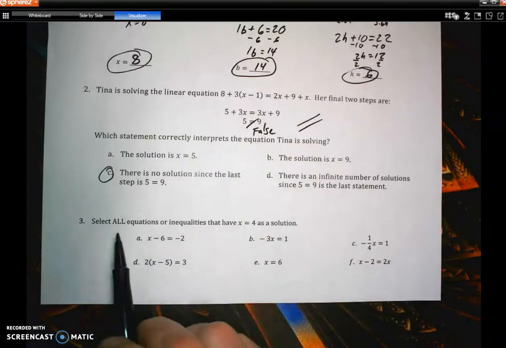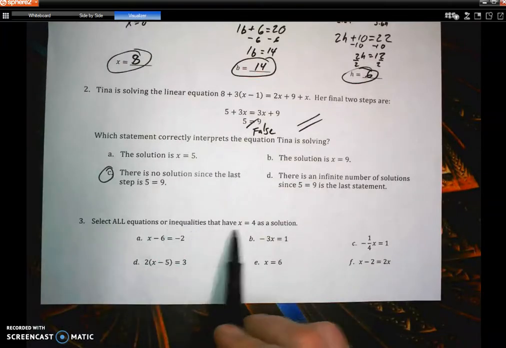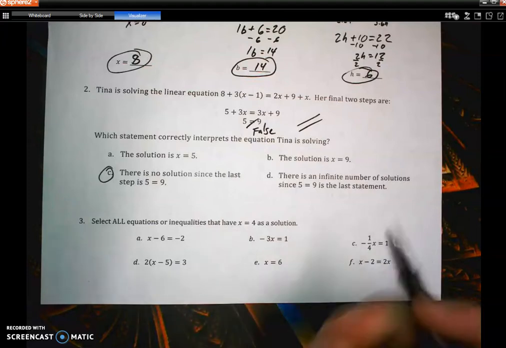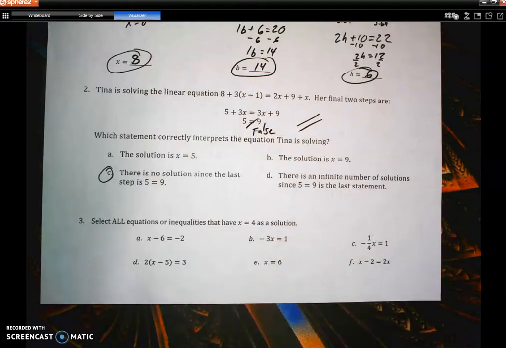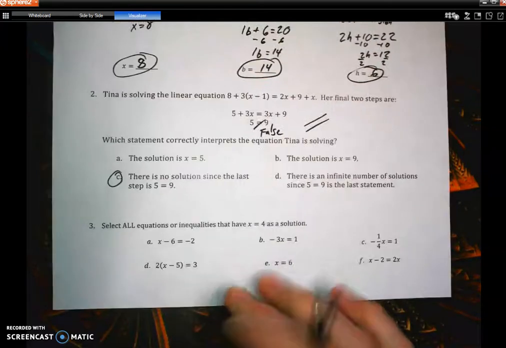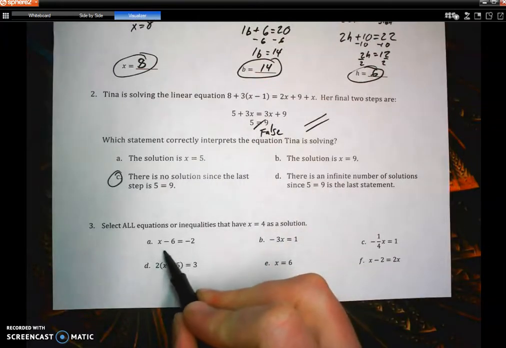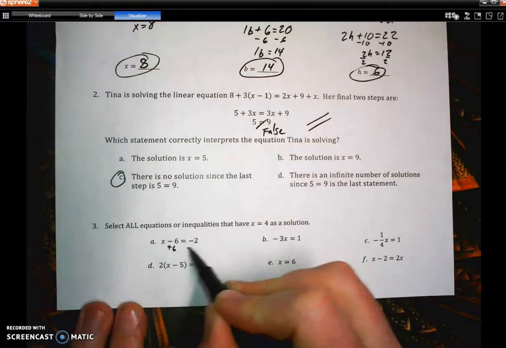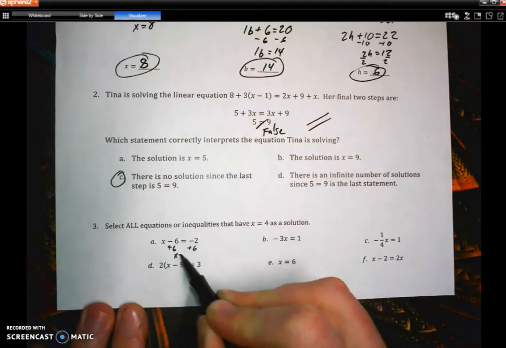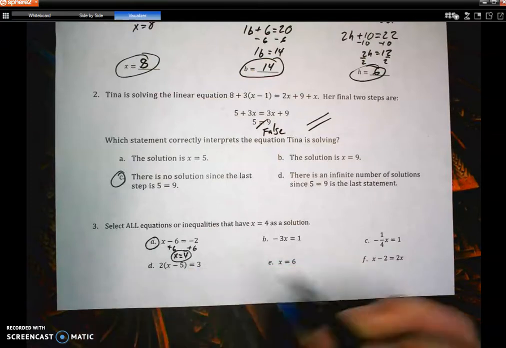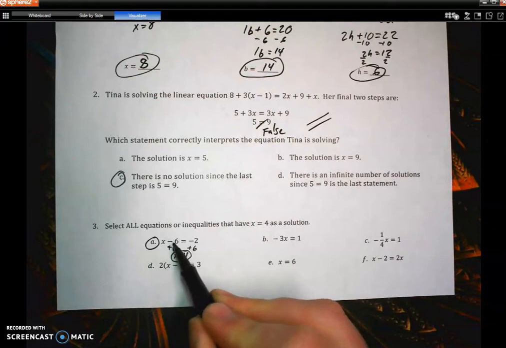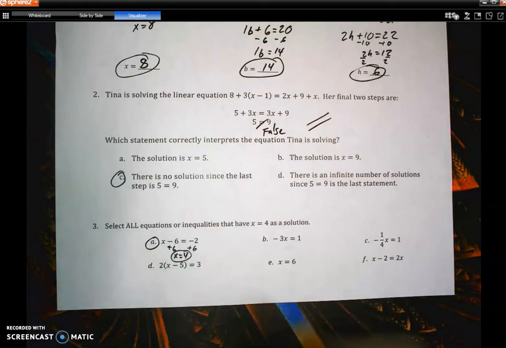All right, select all equations or inequalities that have x equals 4 as a solution. So that means if I solve it, will x equals 4 or will x work with 4? So let's go. So there's 2 ways you can do it. You can either add 6 to both sides, and then you get x equals 4, actually, so a works, right? Or you can plug in a 4 for x and ask yourself, does 4 minus 6 equal negative 2? And if it does, then it works.